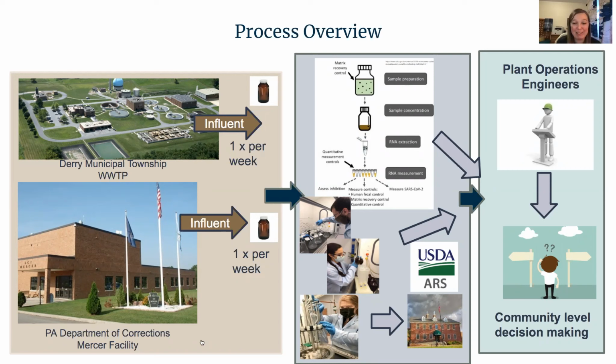Basically, I get an email with the data and then take it and compile it and send it out to the plant operations engineers. And hopefully they're using it to do some sort of decision making at the community scale, though I wouldn't know what exactly they're doing with it. So it's just sort of been a one-way exchange of information. They do send me the flow rates so we can get information about the flow conditions at the treatment plant. But basically, it's just us reporting to them what we're seeing in their samples.